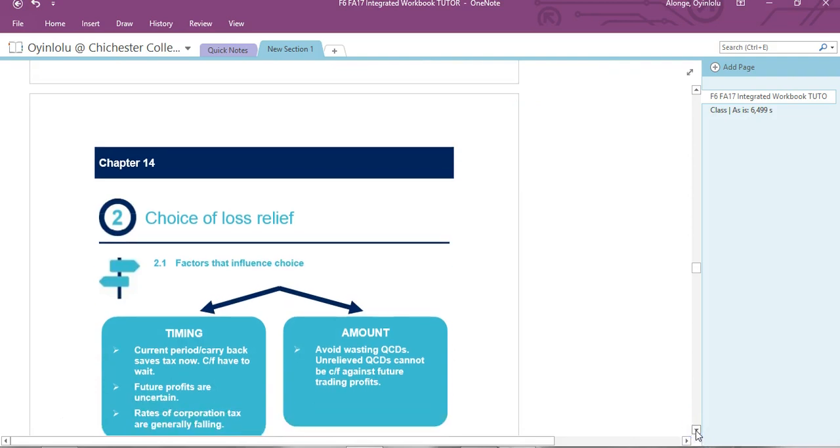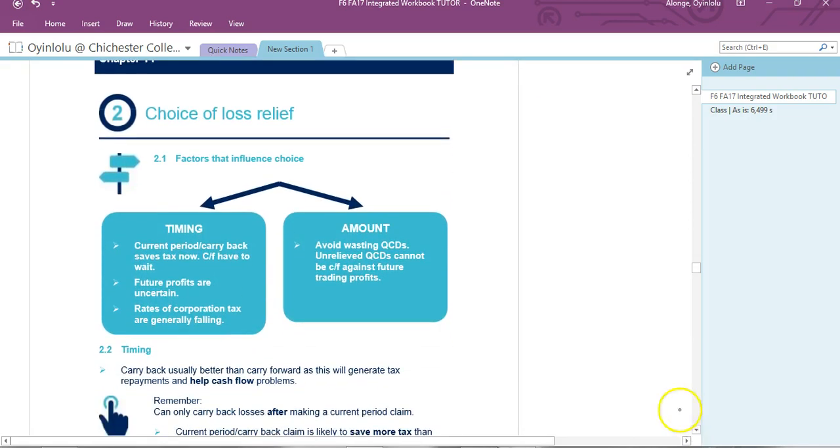Again, this is just saying everything we've said. Really, the argument here is that you need to be aware that if you're going to carry forward, what are the issues? You have future profits. These are uncertain. Rates of corporation tax are now falling, whereas for a while they were the same. So the argument is, okay, I might carry forward because now tax is cheaper, the tax rates are falling. Or I could carry back and therefore get some money right now.